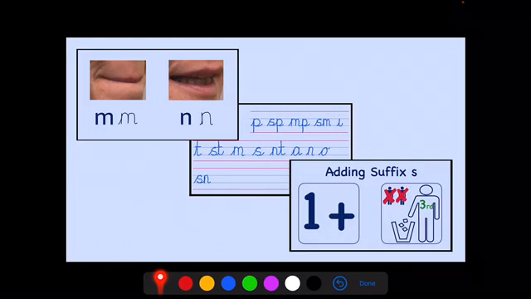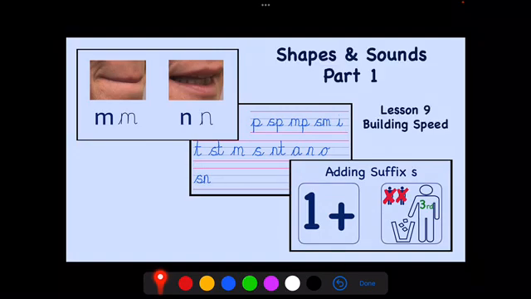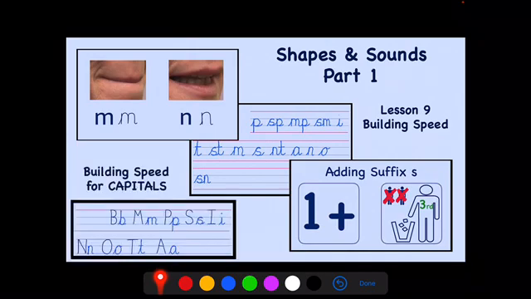If you'd like to go over the sound and letter links that we covered in part 1, you can use this screen, or you can go back to part 1 and take another look at lesson 9's building speed. And you can also have a go at building speed for capitals, where first we write the capitals and then you become the teacher to write the lowercase letter next to it.